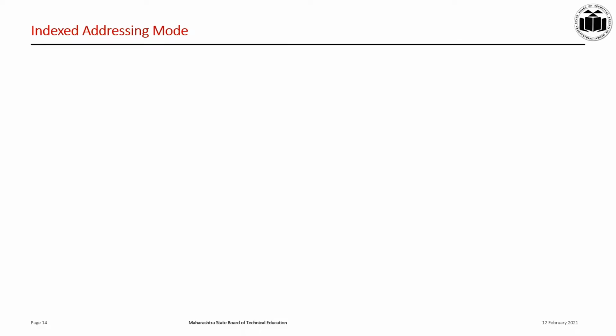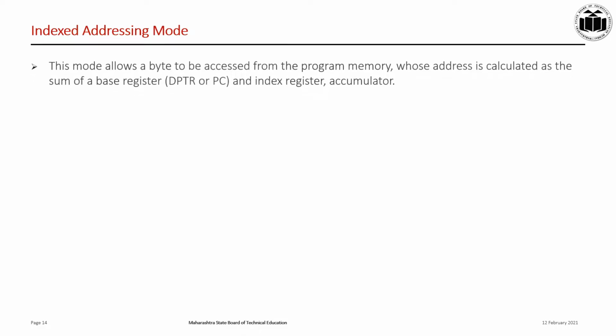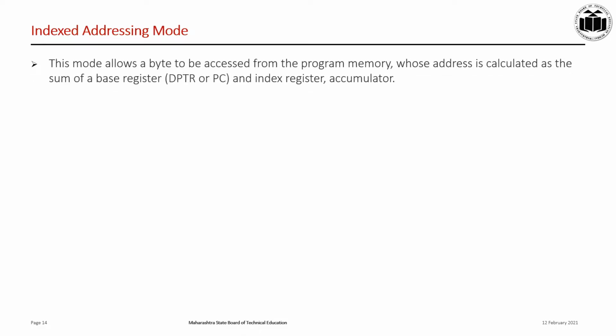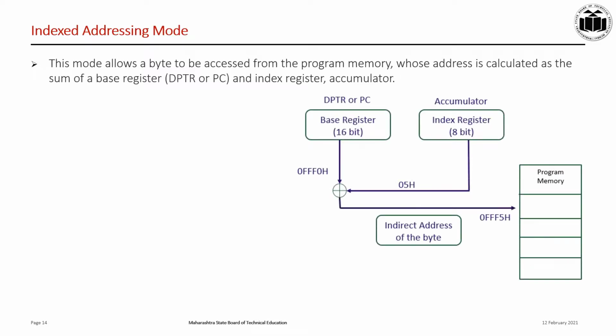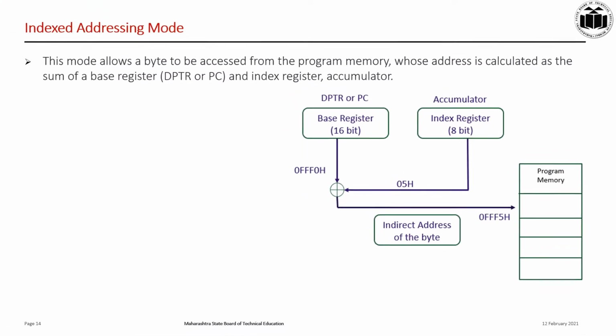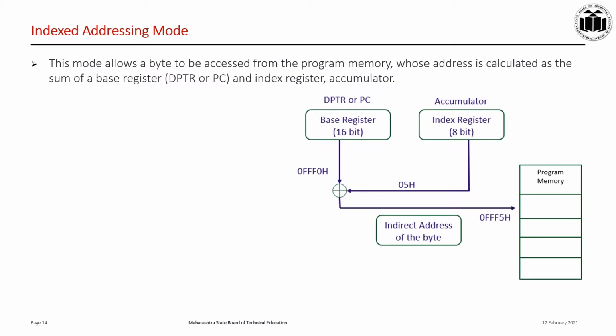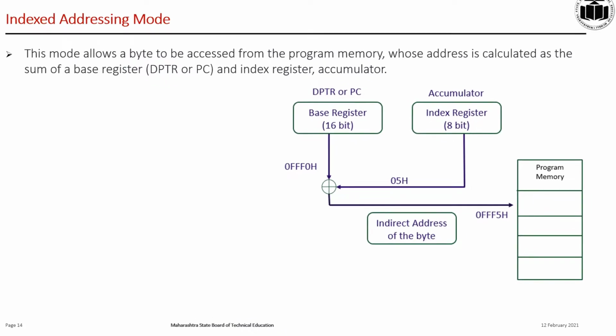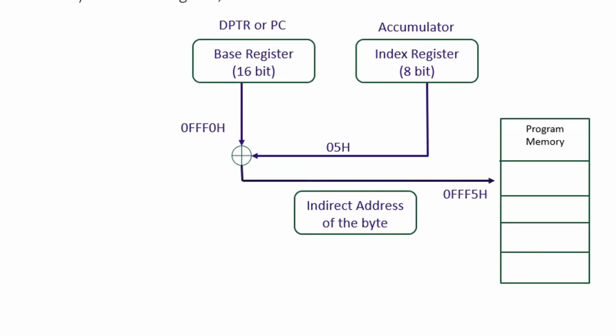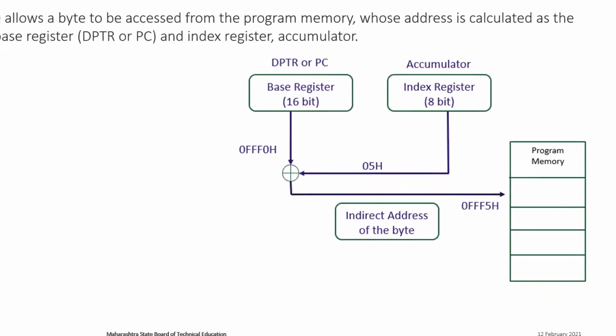Indexed addressing mode. This mode allows a byte to be addressed from the program memory, whose address is calculated as the sum of a base register and index register. Base register can be data pointer or program counter, and index register is accumulator. This mode is used to access data from the code memory and is denoted by C in the instruction.